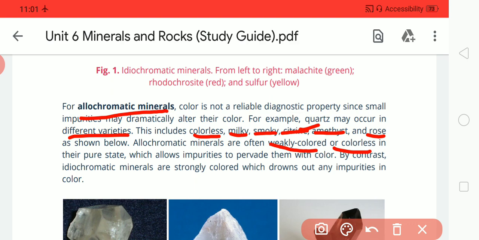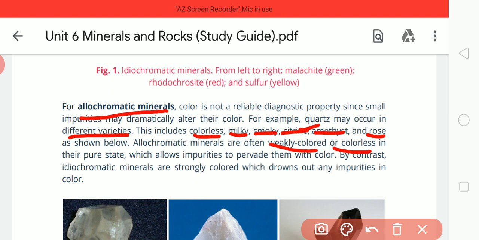By contrast, idiochromatic minerals are strongly colored, which draws out any impurities in color. So yun yung pagkakaiba ng idiochromatic and allochromatic. Kasi nga, kahit ano pong impurities na ilagay mo sa idiochromatic, hindi talaga sila magbabago. That's because their chemical structure is really very strong to draw out those impurities that invade the mineral. So, kaya nga, lalabas na lalabas din ang kanyang tunay na kulay.